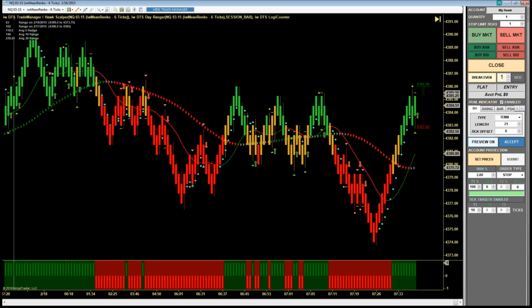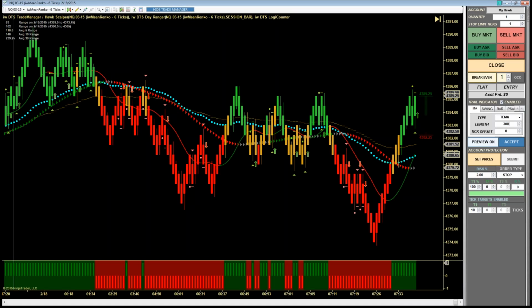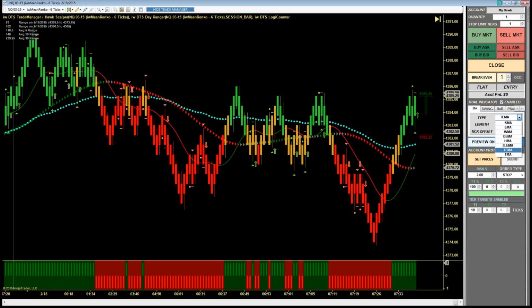After that, we have the moving average strategies, and we have a whole slew of moving averages through here, everything from simple to exponential to weighted to some I've never even heard of. Let's see what the TEMA does. So here's the TEMA, and I'm going to click accept. Oh my goodness, that's the triple exponential moving average. Very, very tight. Obviously, I think I need to dial this one back a little bit.